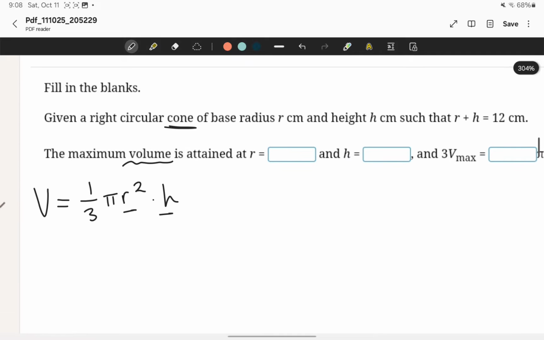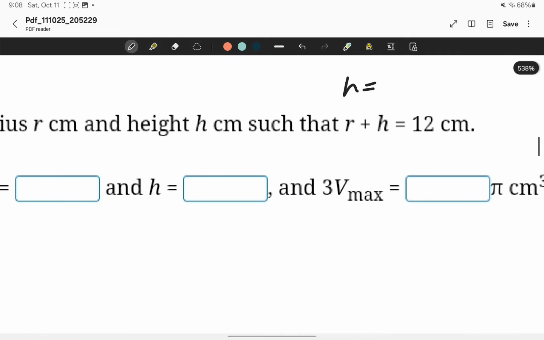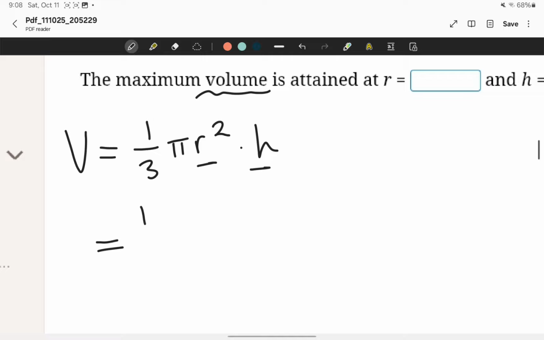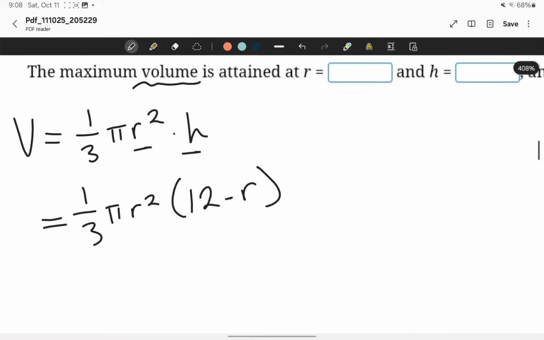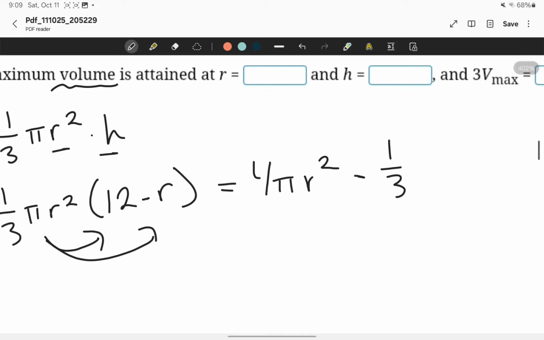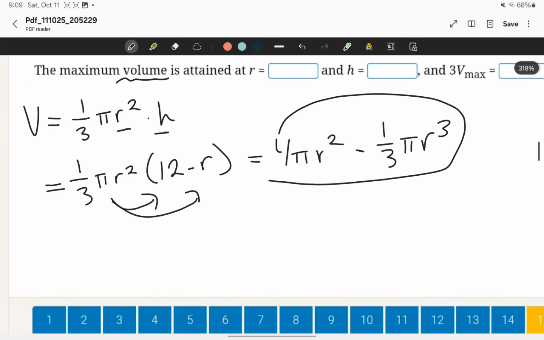It's easier to get rid of the height, so we could come back here and say that the height is equal to 12 minus r. We got that from here. So we come back, and then we could substitute 1 over 3 pi r squared times 12 minus r. So this is equal to, distribute here, you get 4 pi r squared, and distribute into the r, it's minus 1 over 3 pi r cubed. So now we have the formula we could work with.